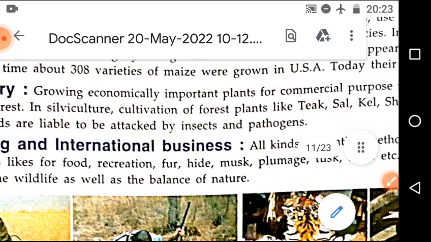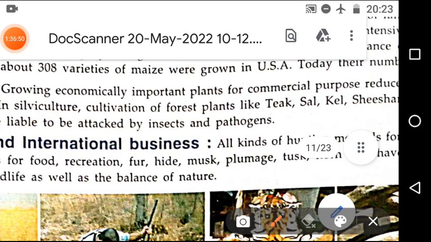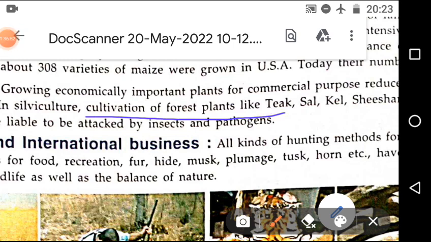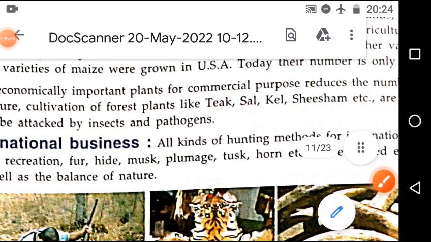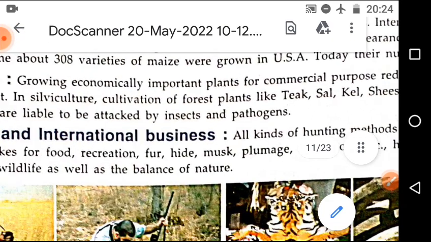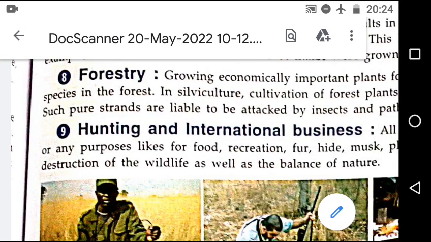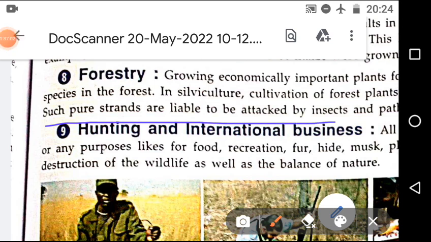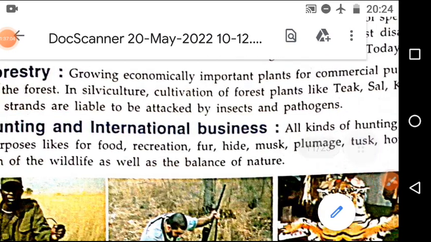It is saying that cultivation of forest plants like teak, sal, kale, shisham are in practice, and such pure stands are liable to be attacked by insects and pathogens. To protect from them, we use pesticides as well, and that pesticide will not only harm the teak and sal, which were the economically important plants we were growing, but it will also affect the other plants, and we will not bother to care for them. So the other plants' population automatically gets declined.